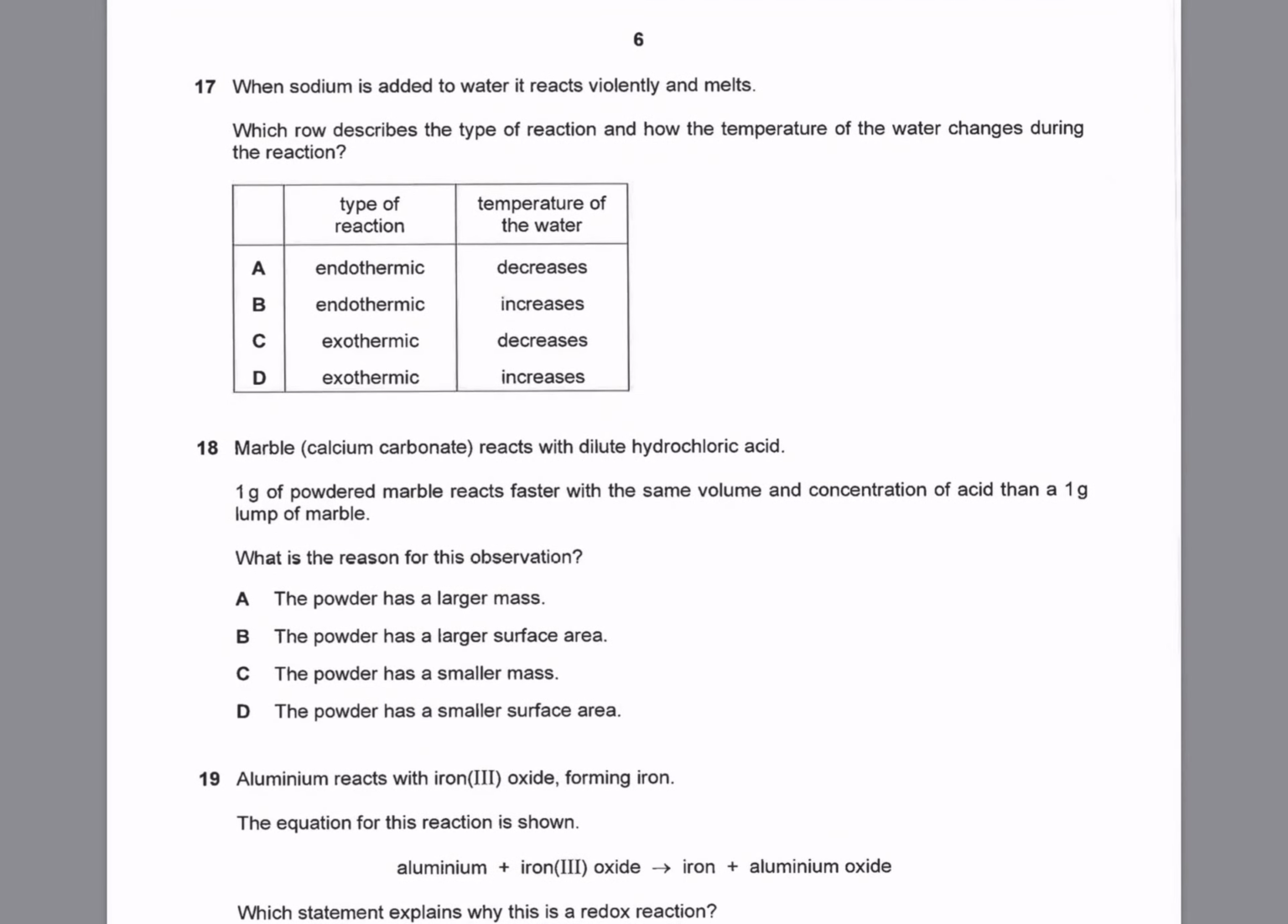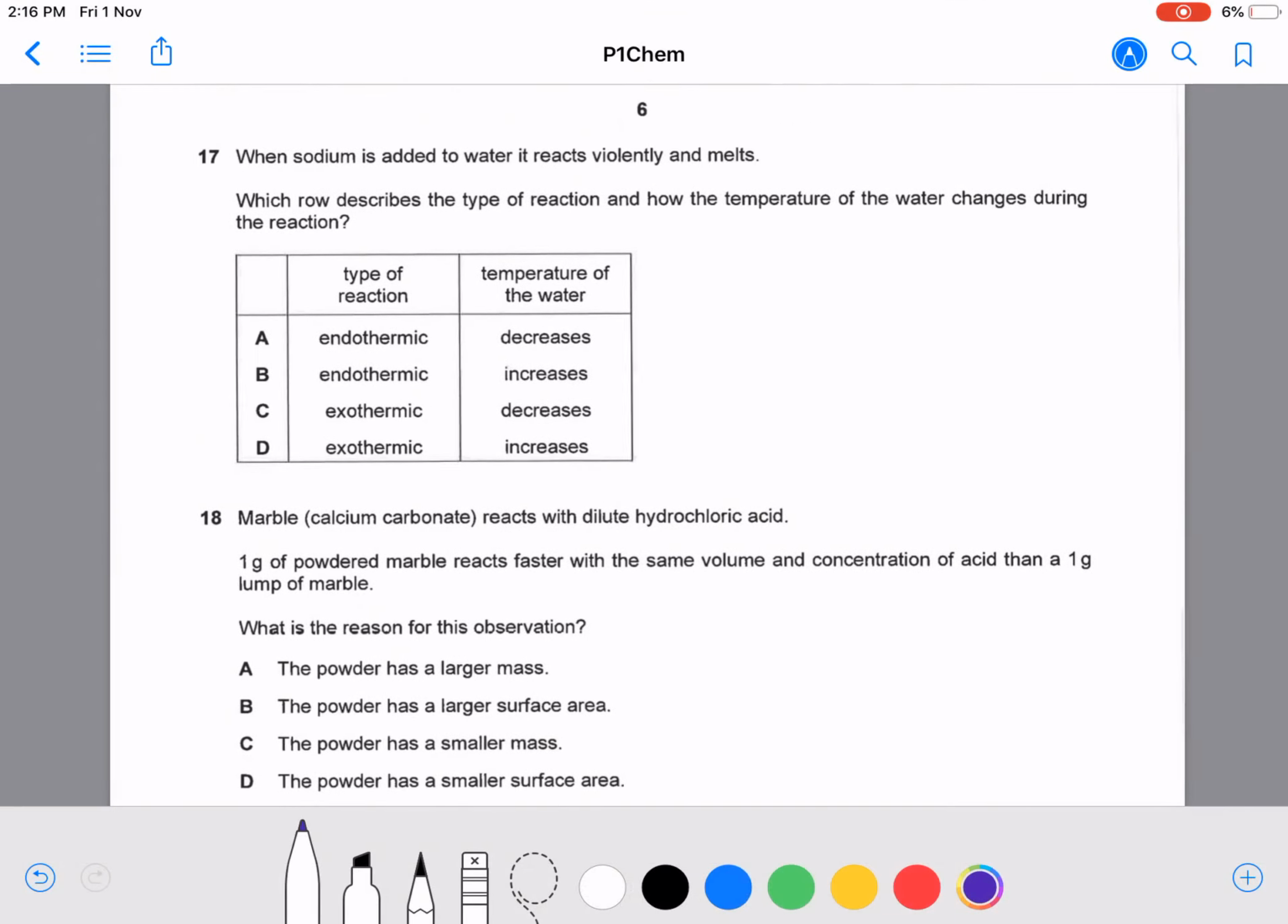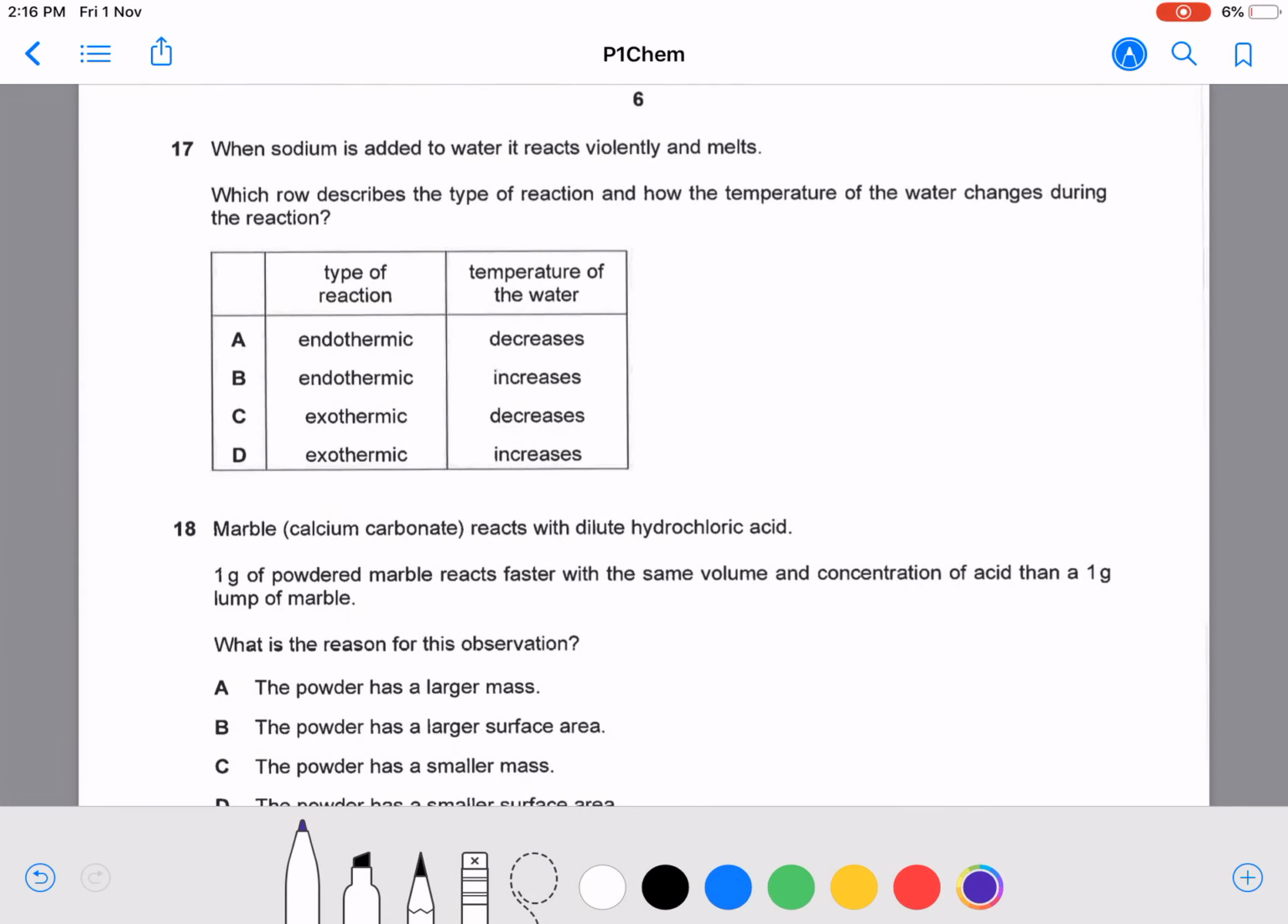When sodium is added to water, it reacts violently and it melts. Which row describes the type of reaction and how the temperature of the water changes? It reacts violently, it melts, it's exothermic. So it's not that and it's not that. And if it's exothermic, the temperature must increase. Exothermic increase, D, not decrease.